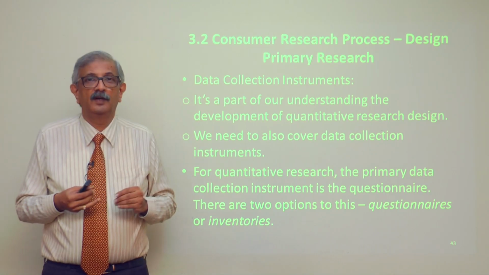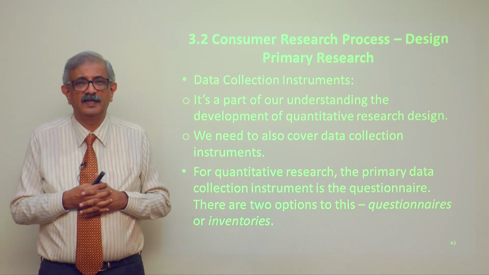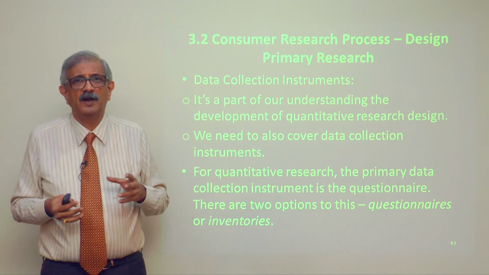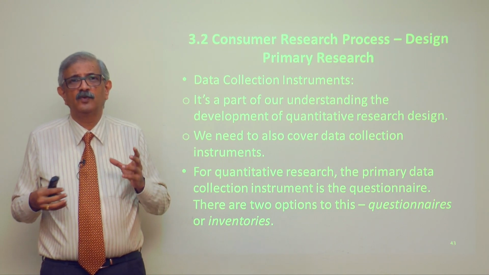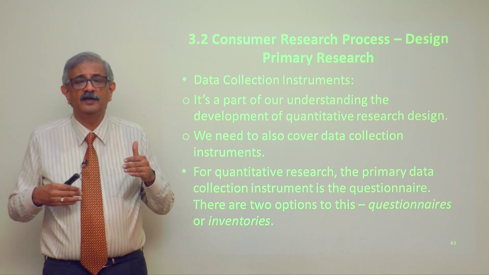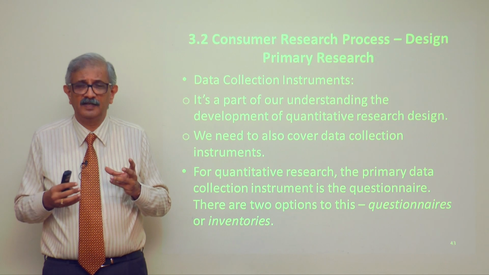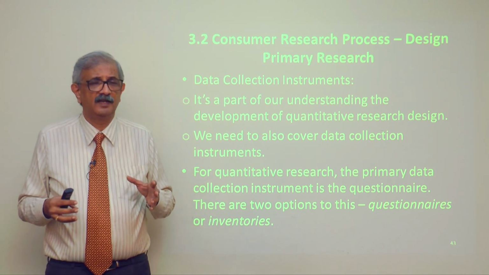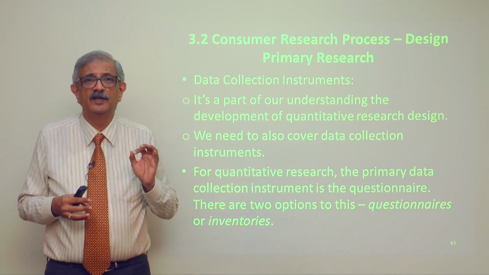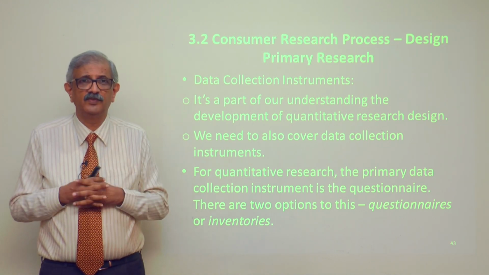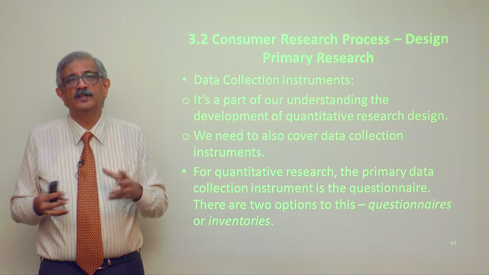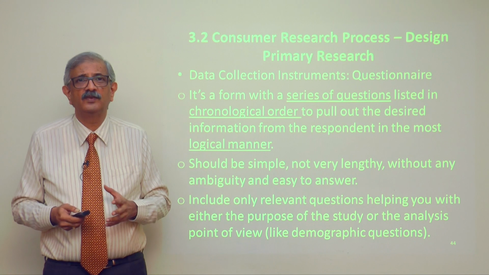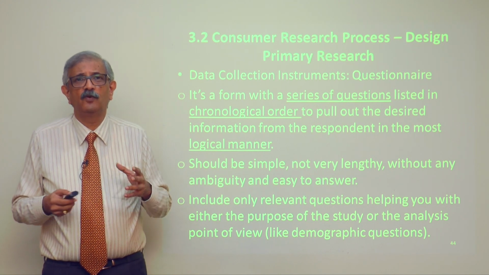Okay. Now continuing this, the data collection instrument. After the sampling has been understood, it's part of our understanding that the development of a quantitative research needs an instrument. We need to cover data collection, therefore instruments are there. For a quantitative research, the primary data collection instrument is a questionnaire. If it's a quantitative research, there are two options: one is a questionnaire and the second is inventories. This is what we will try to get into, and it's a form of a series of questions.